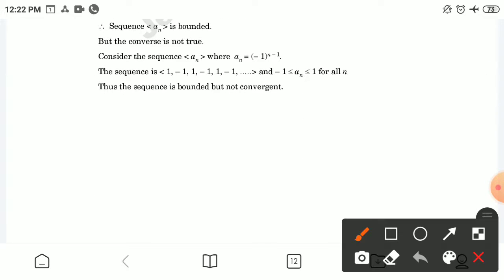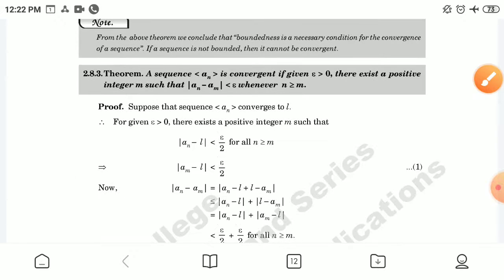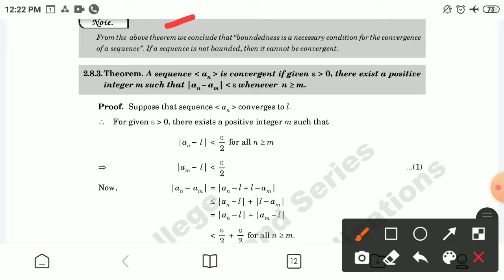For the converse, we take an example. Consider the sequence an equal to (−1)^(n−1). The sequence is 1, −1, 1, −1, and so on. an is between −1 and 1 for all n. Thus, the sequence is bounded, but it is not convergent. Note, from the above theorem, we conclude that boundedness is a necessary condition for the convergence of a sequence. If a sequence is not bounded, then it cannot be convergent.